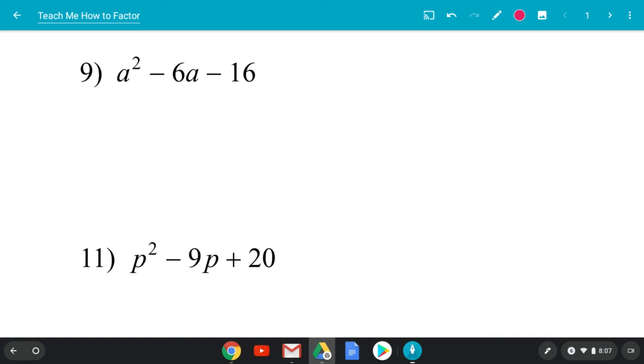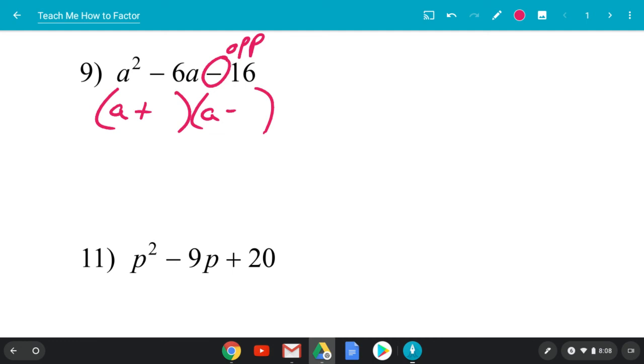Is there a GCF? No. Is there a leading coefficient? No. Okay, so split in signs. Put a variable in each. Look at my sign, my last sign. That tells me they're going to be opposite. So I can go ahead and put a plus and a minus.